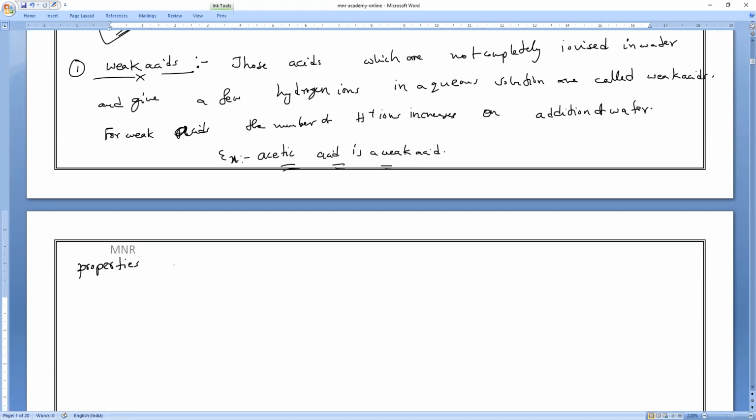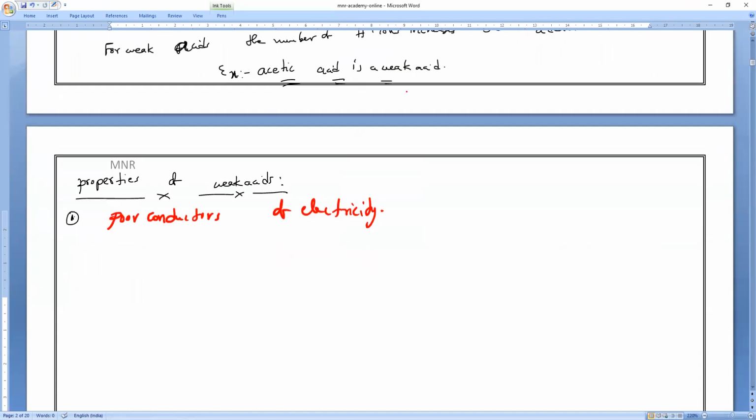So let us see the properties of weak acids. As they are partially ionizing, are they good conductors of electricity or poor conductors? As they are weak acids, they are not good conductors of electricity. They are poor conductors of electricity, because they are only partially ionized. If they were completely ionized, they would be very good conductors of electricity. Is it okay, guys? Clear? That is one.